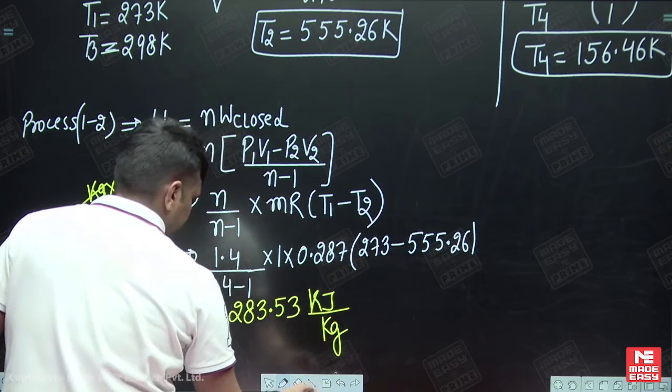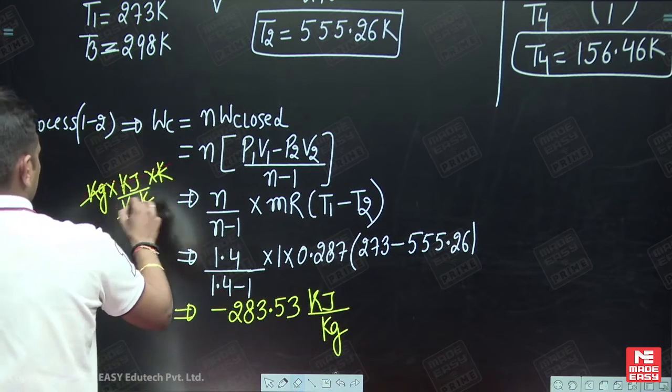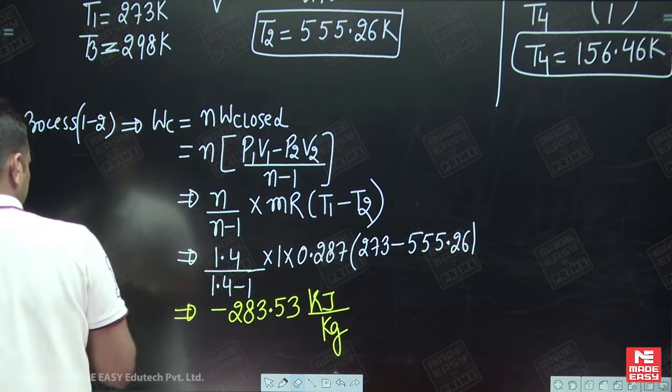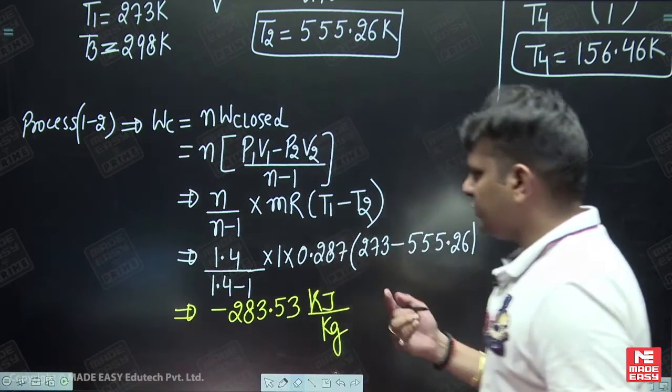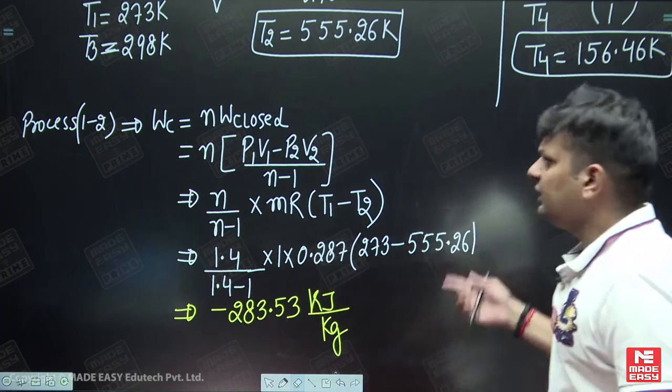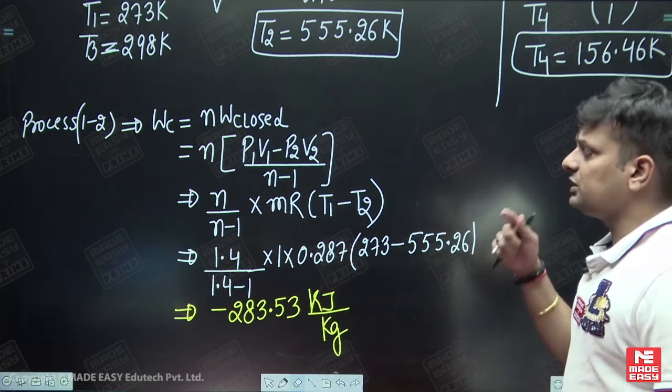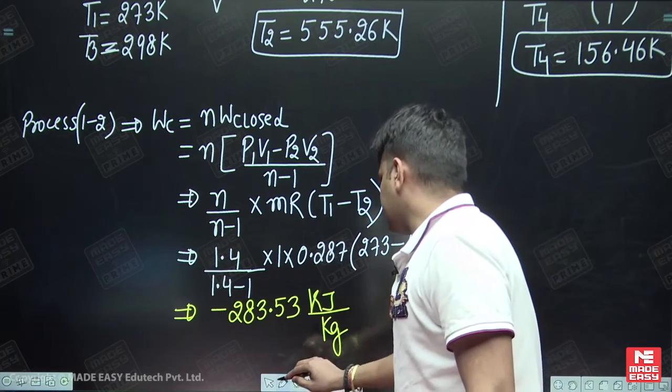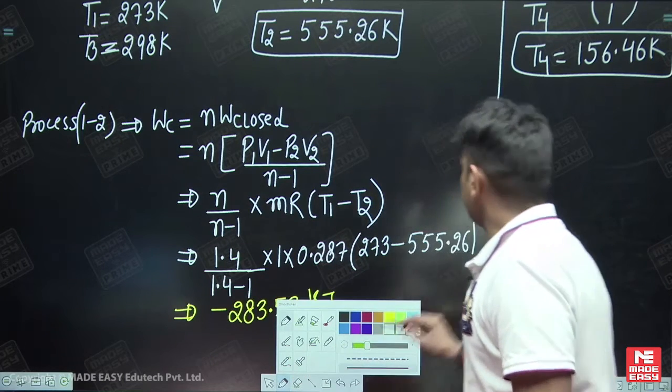Okay, so after reading the question, if there is a need of mass, just multiply with mass also, so that you will get the answer in kilojoule. Okay, so first I will find out the values of work per kg. Okay, per kg I have found out the values.